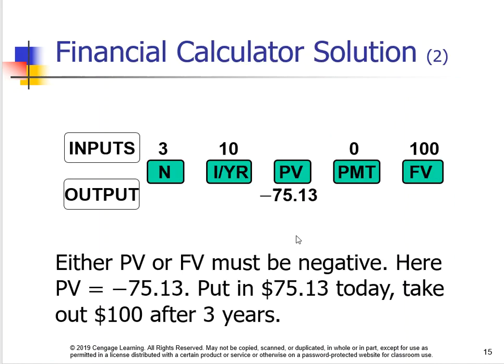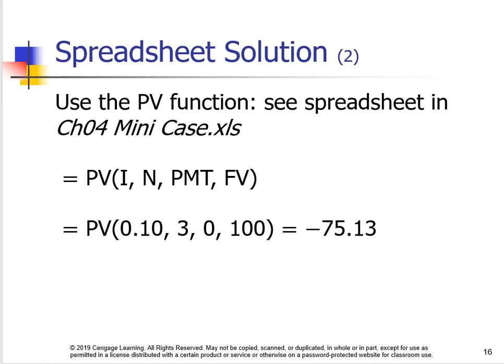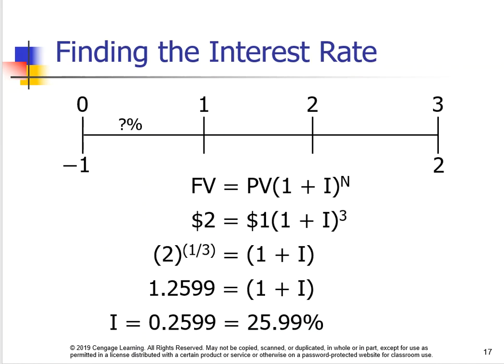On the financial calculator, it's just like the last problem. In this case, we know the future value is 100, we know I, we know N, and we solve for the PV, which is 75.13. Likewise in the spreadsheet, we use the PV function, we input what we know, and we solve for PV.